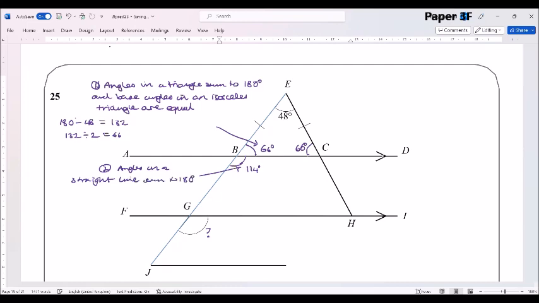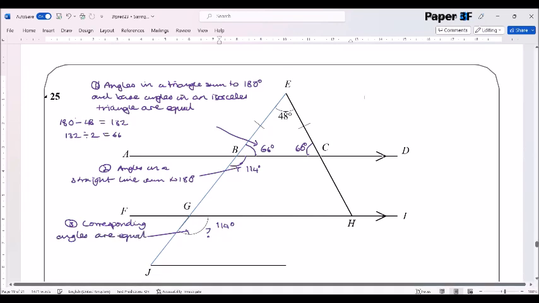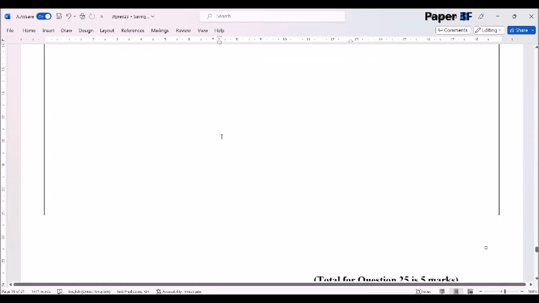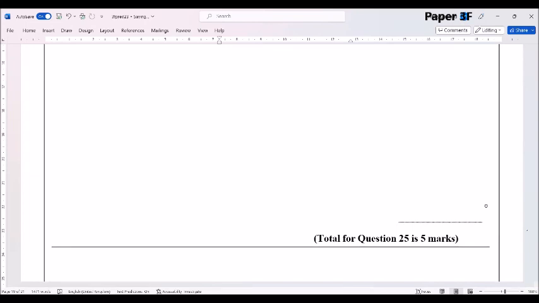180 degrees. And finally, this angle here must be 114 degrees, because of corresponding angles, so it's reason number three, corresponding angles are equal. And there we are, we've got our reasoning, 114 degrees. 5 marks for that, plenty of reasoning in there. So 114 degrees.